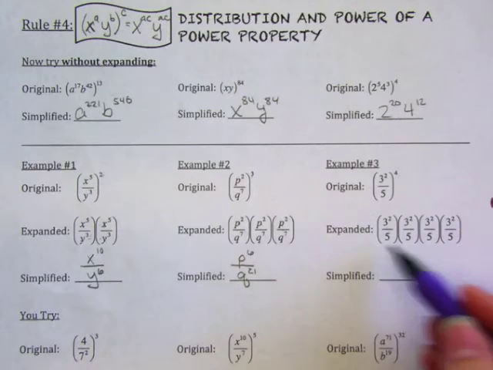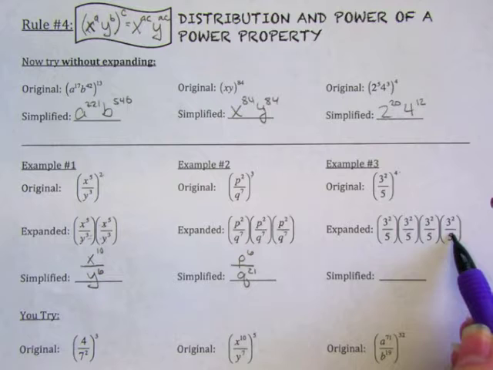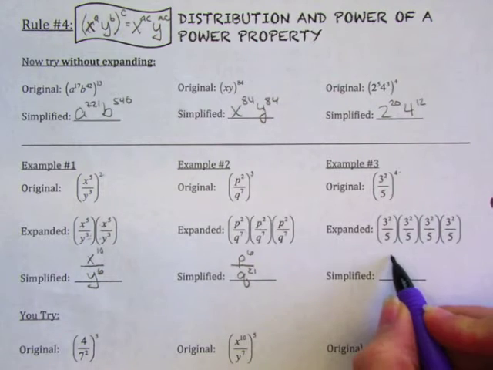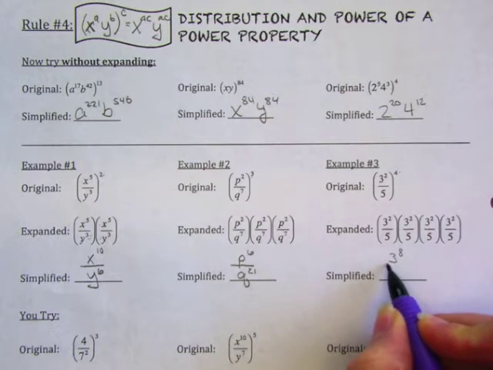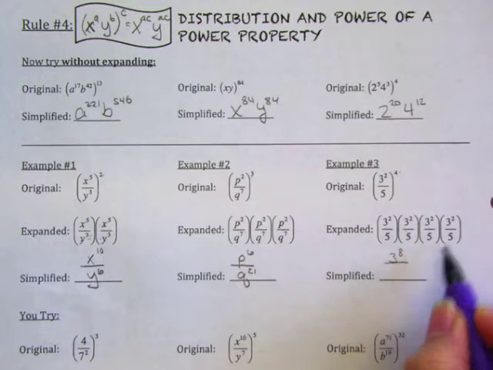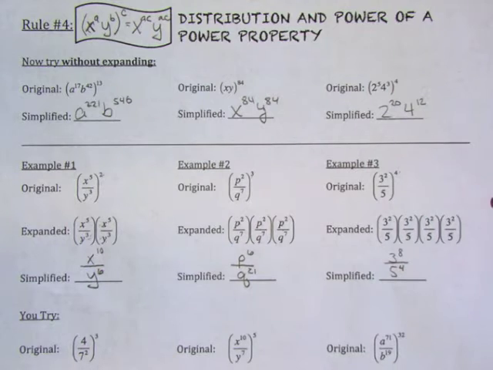Okay, one more. Again, they have it written out for you. There's to the 4th power, so we multiply it times itself 4 times. Multiplying straight across the top, 2 3's, 2 3's, 2 3's, and 2 more 3's gives me a total of 8 3's. On the bottom, 5 times 5 times 5 times 5, that's 4 5's, so I get 5 to the 4th.